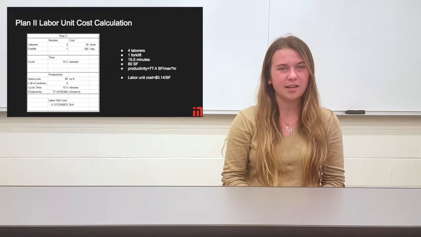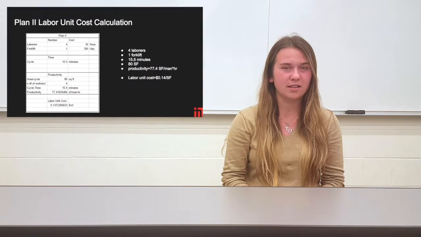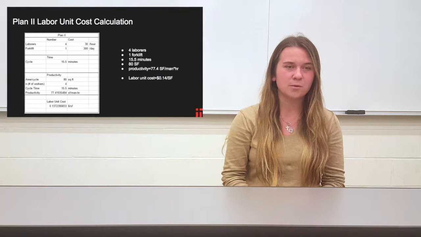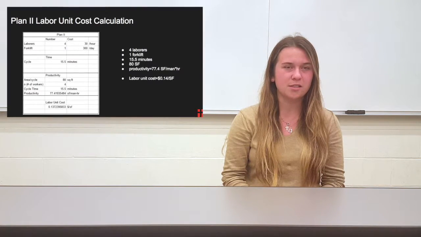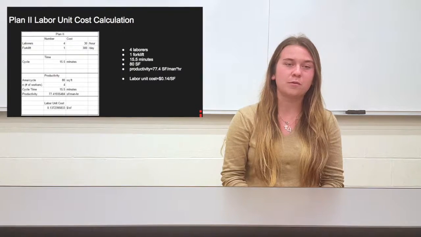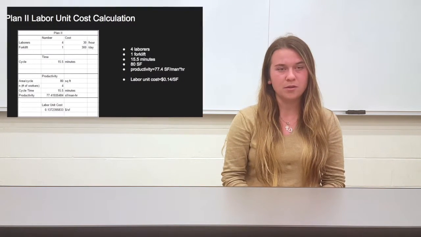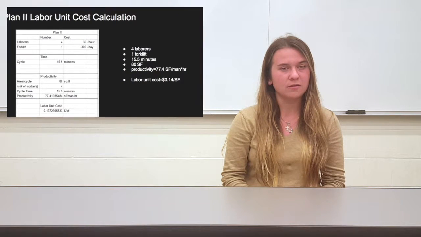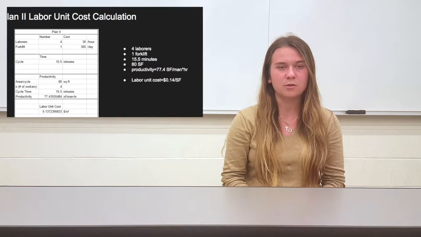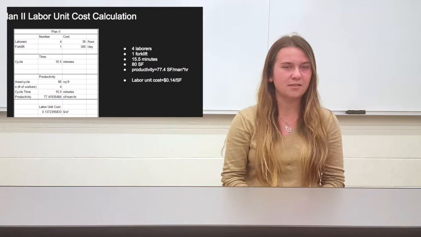The productivity calculation increased significantly, with a 13.4 square foot per man hour increase to 77.4 square foot per man hour. Additionally, the labor unit cost increased slightly from 13.3 cents per square foot to 13.7 cents per square foot.